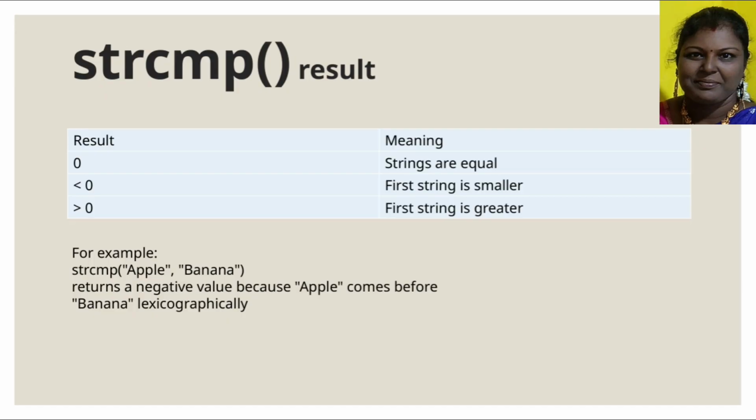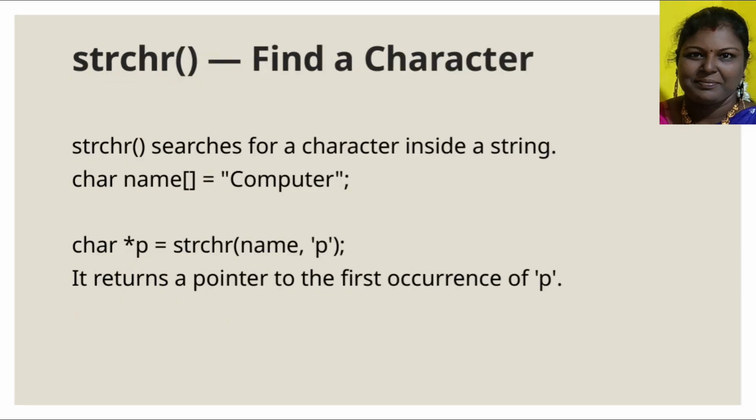Let's talk about strchr. This function searches for a specific character inside a string. For example, we have the word computer. When we call strchr with the letter p, it returns a pointer to the first place p appears in that string. It's a simple but powerful way to locate characters quickly, especially when you need to work with parts of a string starting from that point.